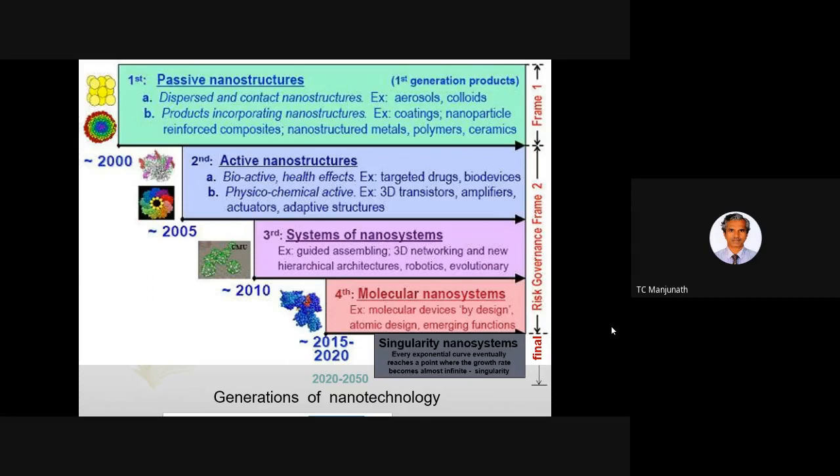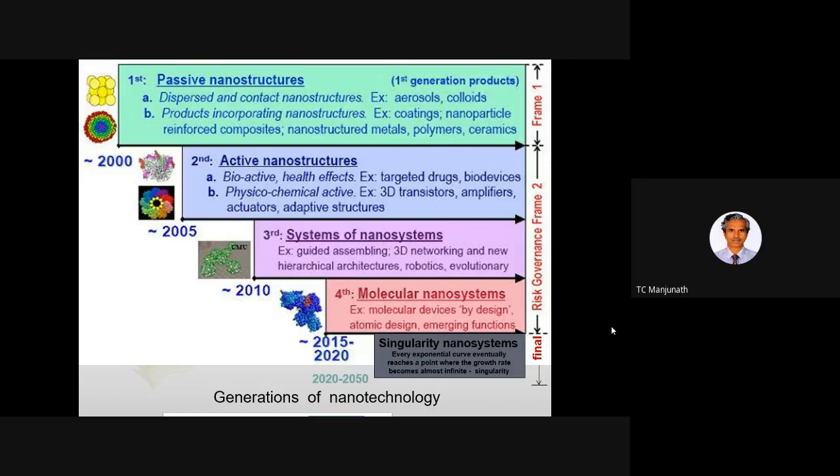So that is what is called an exponential curve. It eventually reaches a point that is called the saturation point. You might have studied in magnetics the BH curve or the hysteresis. Similarly, every nanosystem reaches an eventual point where the growth rate almost becomes infinite, stopped. You cannot cut down a particle beyond that. So that is what is called the singularity nanosystem. And at that point, Moore's law will become null and void, and it will become obsolete, right?